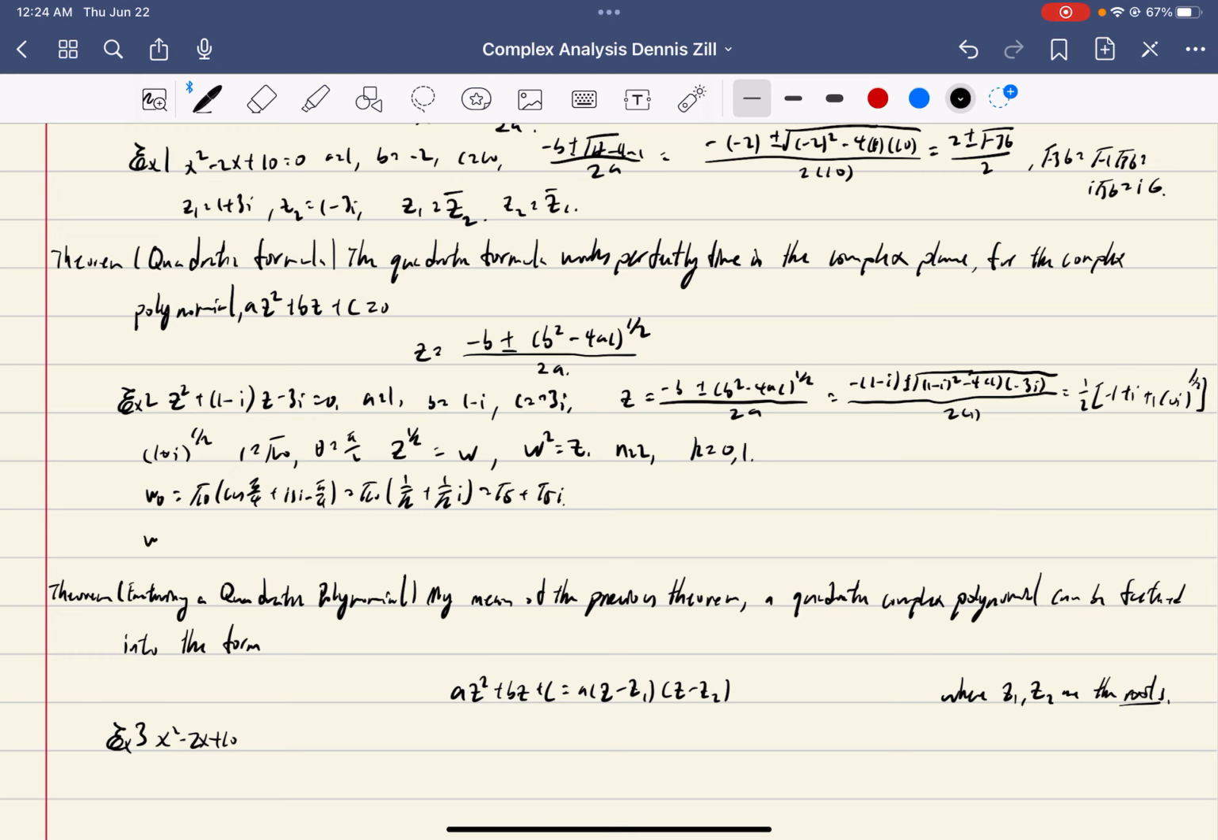And similarly, we can calculate w1. If you add 2 pi, like k equal to 1, this becomes i sine of 5 pi over 4, which is equal to the square root of 10 times (1/√2 minus 1/√2 i), and that is equal to -5 minus 5i.